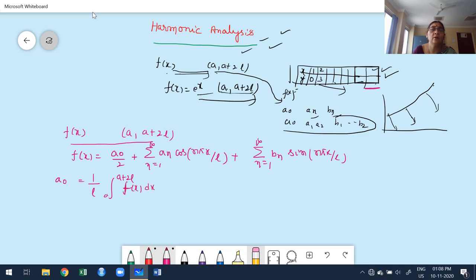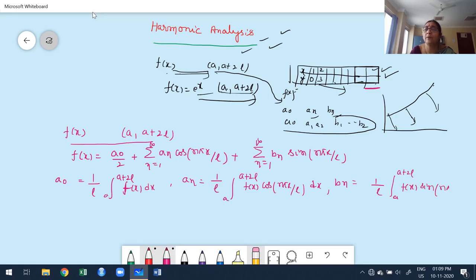And also, what is my an formula? An formula is nothing but 1 by L, integral from a to a plus 2L, f of x into cos of n pi x by L with respect to x. And also, bn is nothing but 1 by L, integral from a to a plus 2L, f of x into sine of n pi x by L with respect to x. Now, this is a general formula for construction of Fourier series in the interval a comma a plus 2L.